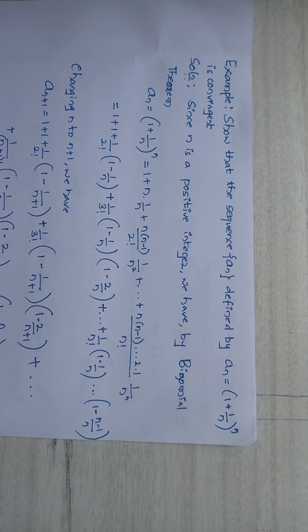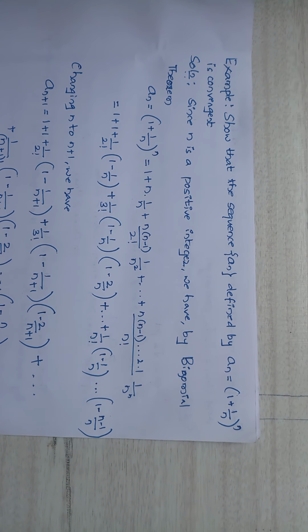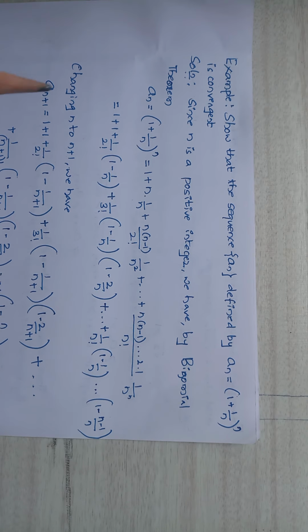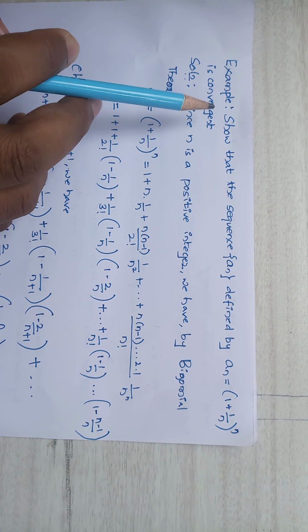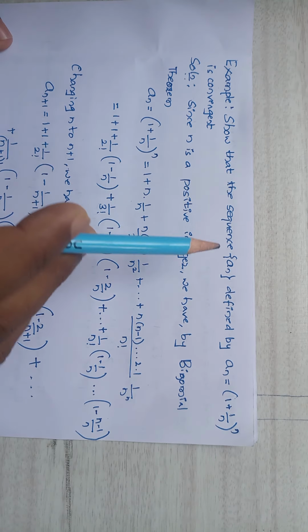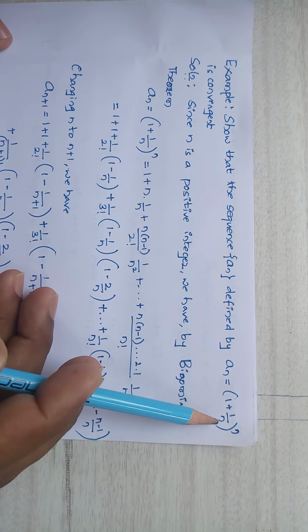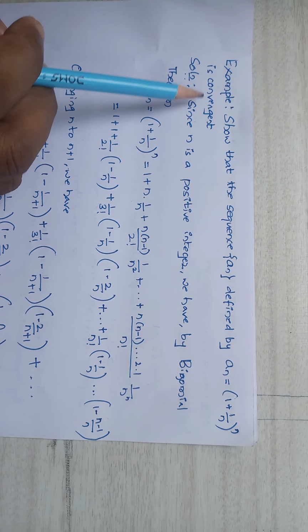Hi everyone. So let me discuss some of the examples. These are very important examples for the point of examinations. So let us see the example: show that the sequence an defined by an is equal to (1 plus 1 divided by n) to the power n is convergent.